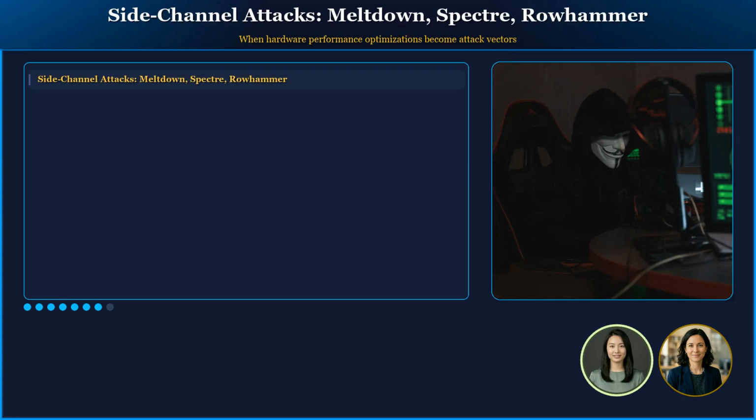Side channel attacks exploit information that leaks from how a system is implemented: timing, power consumption, electromagnetic emissions, rather than flaws in the algorithm itself. Meltdown and Spectre are the most significant side channel attacks in computing history. Meltdown, disclosed in January 2018, exploits out-of-order execution.